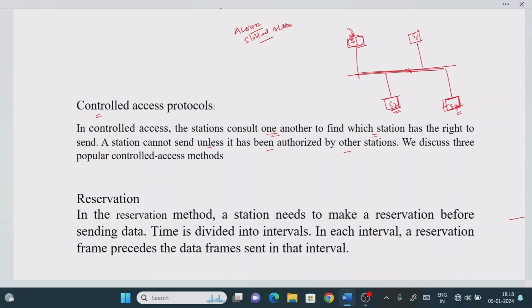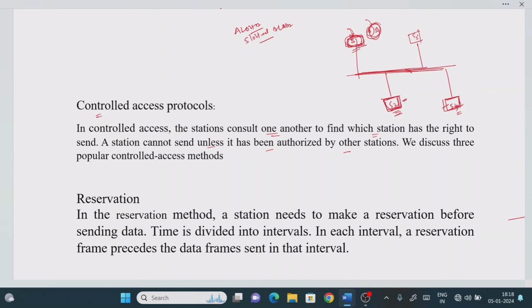For the time being, remember it like this: whoever has the superpower, let us call it the Brahmastra. Suppose station S1 has the Brahmastra, the superpower. Whoever has it can use the link and send the frame from one station to another. If this station does not have any frame to send, the superpower is passed to some other station. Suppose after some time the superpower is given to station S2. Now S2 has the authority to send the information.